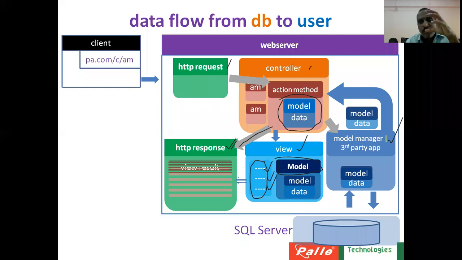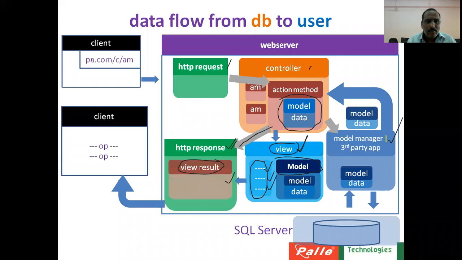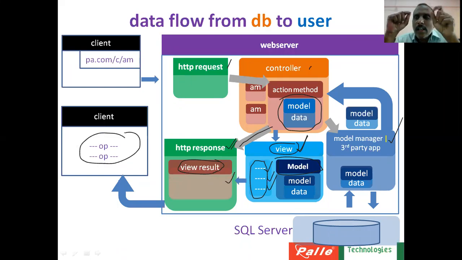This view's output, I am calling it the view result. So that view result will be added into the response object, and then this view result will be sent to the browser. As a result, the end user will see the output. So that is how the data will be flowing from database to user.